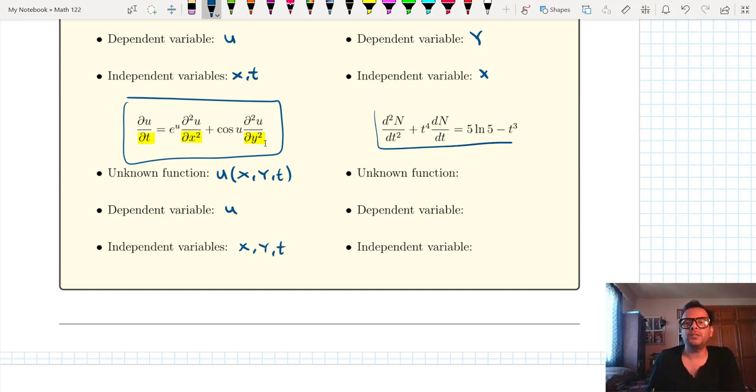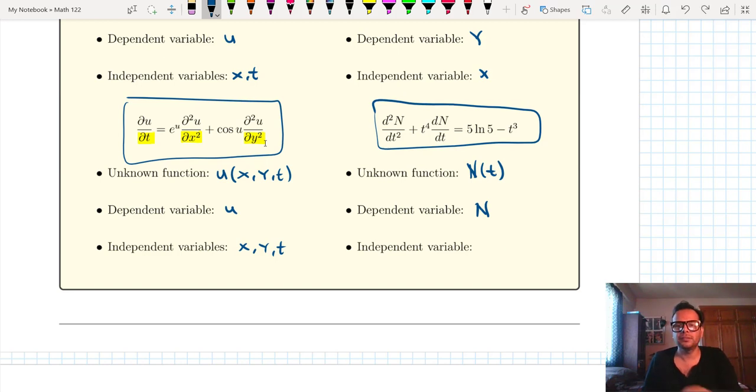Let's look at this one as well. Another ordinary differential equation. In this case, the unknown function is some N that depends on the variable t. That's all it is. The dependent variable is big N, and the independent variable is t. So in this case, if we look at the highest order of the differential equation, this is a second order ODE, and in this case, likewise, the highest order of the PDE is also second order.